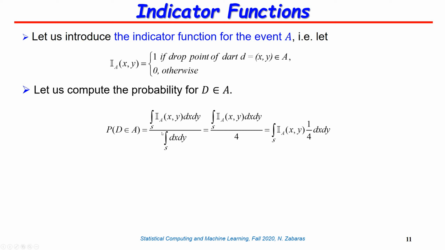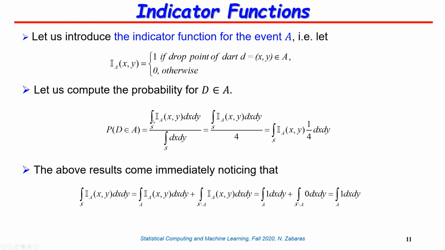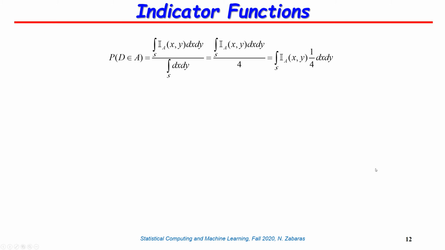Now, dx dy over the square is the area of the square, which is 4. So I have this nice expression: an integral over the square of the indicator function times 1/4 dx dy. If you want to see the proof that this is the area of the circle, it is given on the bottom, but there's nothing major you need to worry about. So this is what we derived: the probability that we will land in the circle is the integral of the indicator function times 1/4.